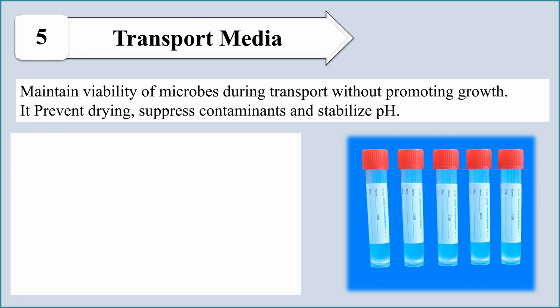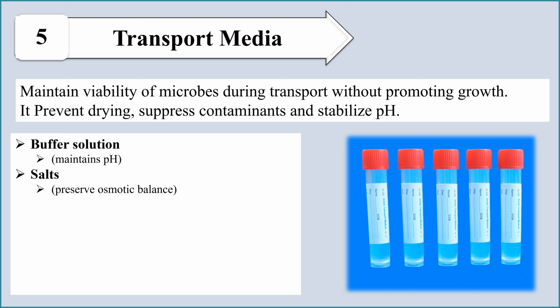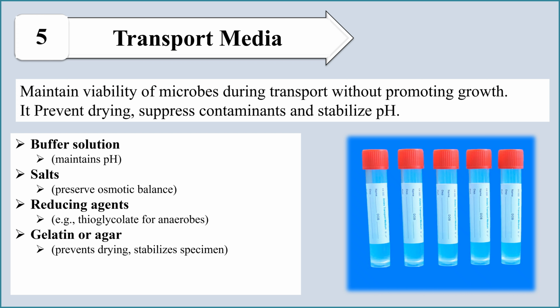So these media contain buffer solution that maintains the pH of the samples, salts that preserve osmotic balance, reducing agents like thioglycolate for anaerobes, gelatin or agar that prevent drying and stabilize the specimen, and sometimes charcoal, which is optional and absorbs toxins. For example, it is used in Amies medium.